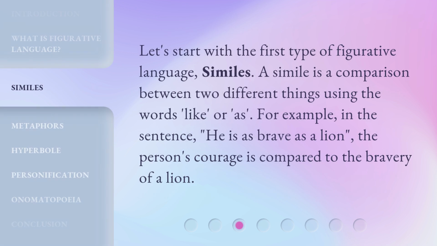Let's start with the first type of figurative language, similes. A simile is a comparison between two different things using the words like or as. For example, in the sentence, "He is as brave as a lion," the person's courage is compared to the bravery of a lion.